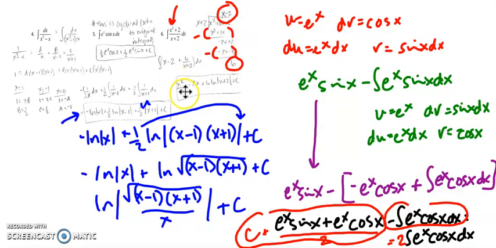X integrates to x squared over 2, negative 2 integrates to negative 2x, and then 6 over x plus 2 integrates to 6 times the natural log of the absolute value of x plus 2, and add your plus c, and you're done.